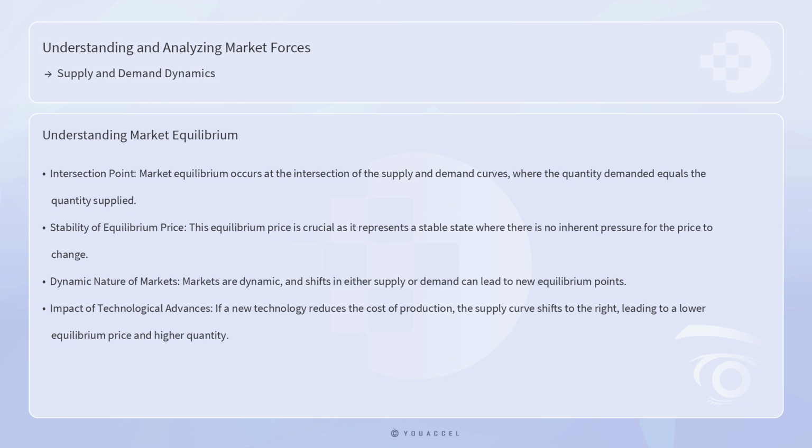For example, if a new technology reduces the cost of production, the supply curve shifts to the right, leading to a lower equilibrium price and higher quantity.